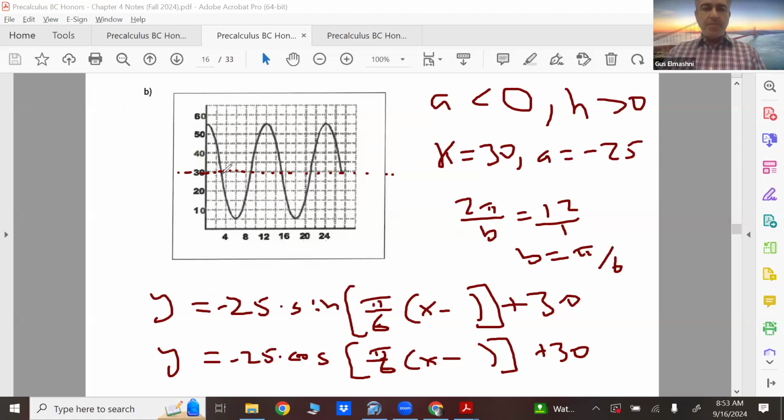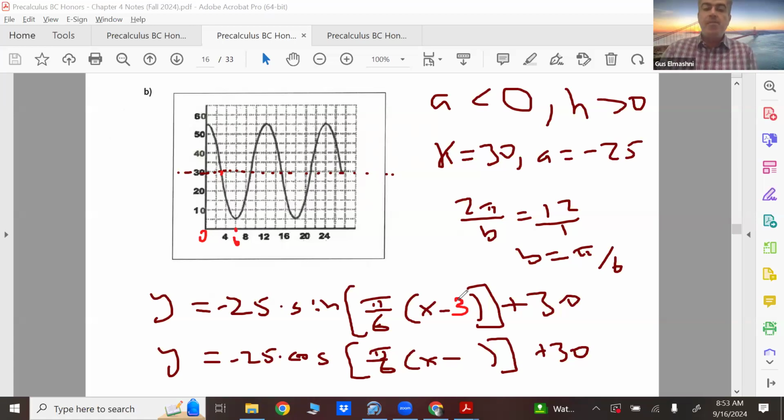Now, if I do sine, I want it to be negative. I want to go down first and then up. So it looks like that's at 6, and that's at 0. What's halfway between 0 and 6? So it's got to be a 3. I know it's not terribly obvious based on the grid lines, but it's going to be at 3. If I plug in 6, I'd have sine of pi over 2, which is 1. Negative 25 plus 30 is 5.